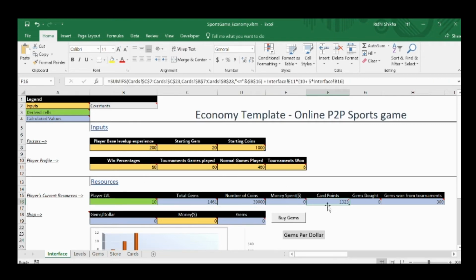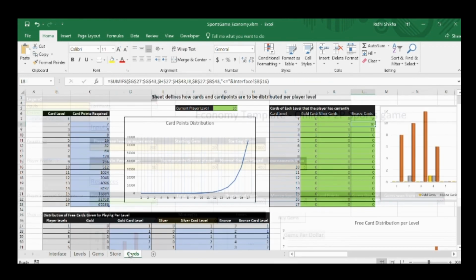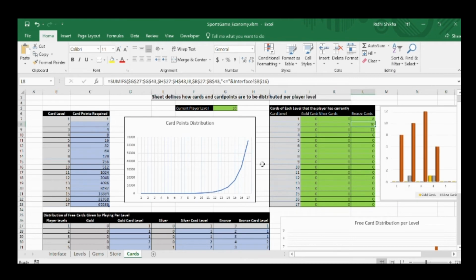I've used the function SUMIFS for card points, which uses the cards tab to calculate how many total card points a player has at a particular level. Now, card points are used to upgrade a card. So if a card is at level 1, just one card point is required, because every card would basically be at level 1.